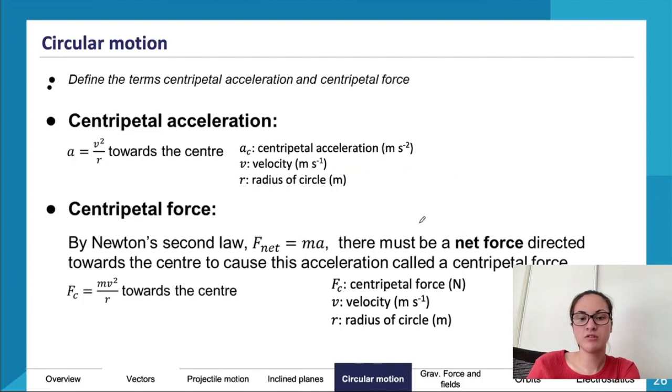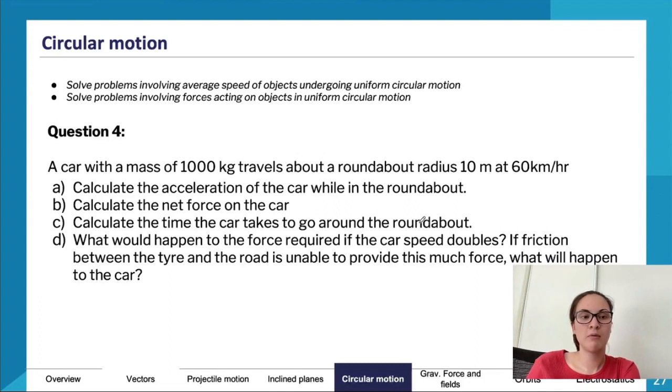Yep, so that's measured in newtons. Once again, our velocity is the same, the radius of the circle is the same. So now we're going to do this question, and this covers the criteria that's above that: solve problems involving average speed of objects undergoing uniform circular motion, and solve problems involving forces acting on objects in uniform circular motion. So it's really integral that you understand how to do these kinds of questions, because they are multiple step. Everything we're doing today, all these questions are multiple step questions.